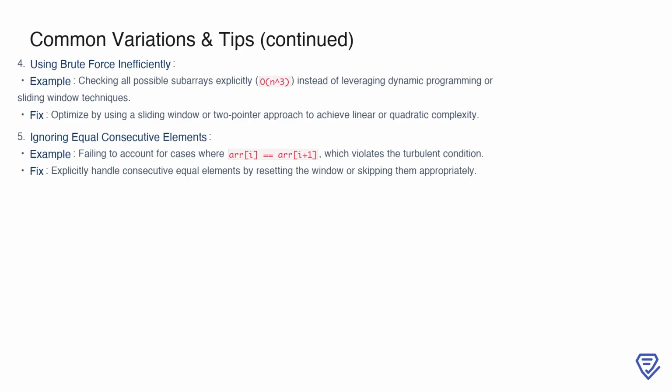significantly. Additionally, ignoring equal consecutive elements can be problematic. If two adjacent elements are the same, such as R(i) equals R(i plus 1), this violates the turbulent condition and must be handled explicitly. A good fix is to reset your window or skip over these elements to ensure they don't interfere with the logic of the solution. Recognizing these inefficiencies and addressing them appropriately can greatly improve both the correctness and performance of your implementation.